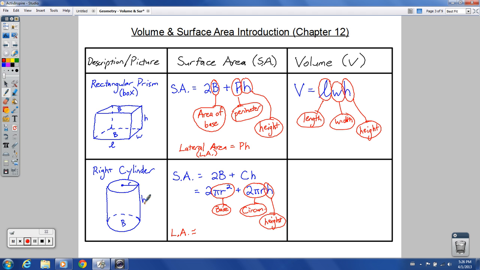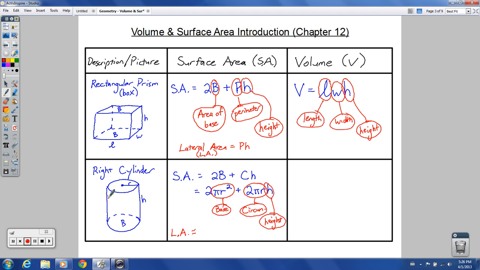The lateral area would be the area of the part kind of around the shape, not on the top and the bottom. Just like here, lateral area was around the shape. Think lateral, think around down here. We've got what's around the shape. That would be the circumference all the way around from here, wrapping all the way around to here. That's where that circumference part comes from, multiplied by the height.